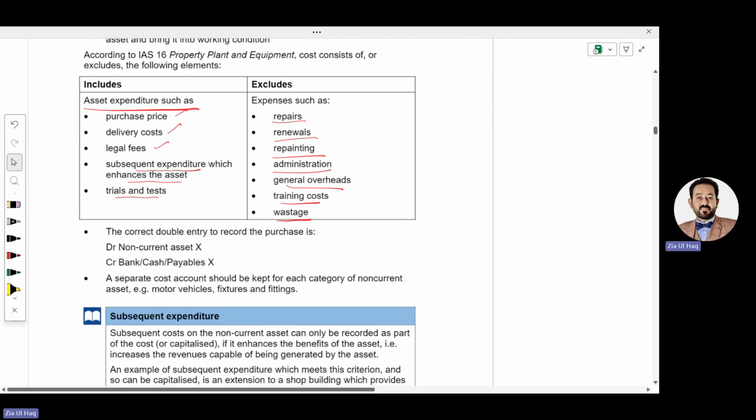What is the accounting entry if you have purchased the asset? Debit non-current asset, credit bank if you have paid by cash or cheque. If you have bought on credit, payable will be credited.